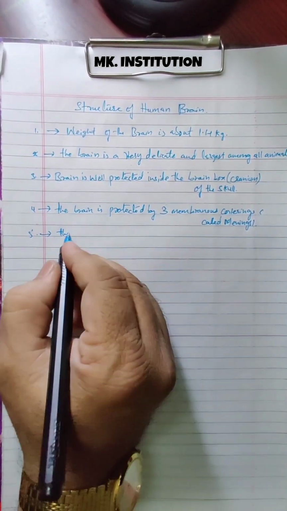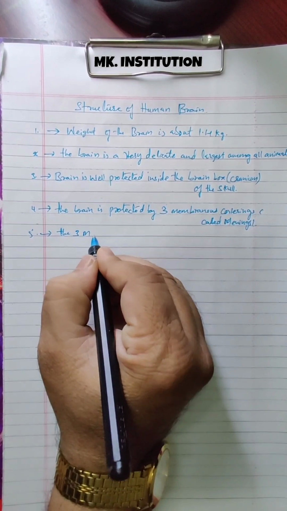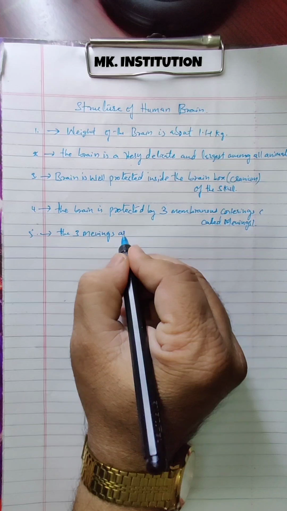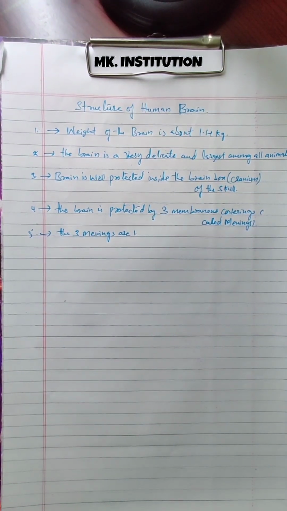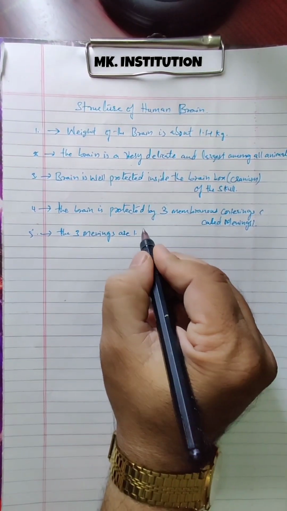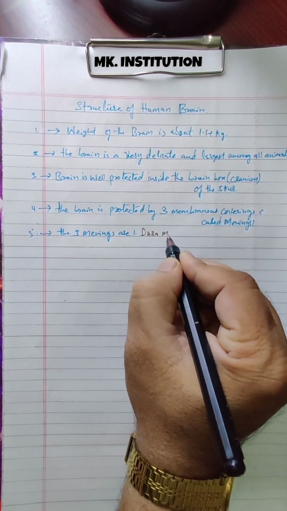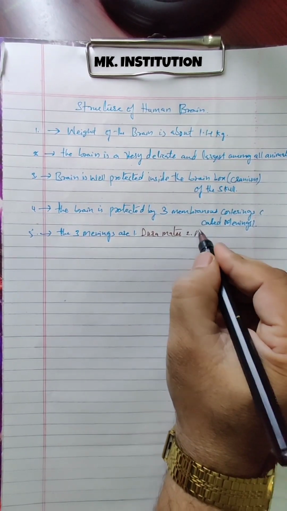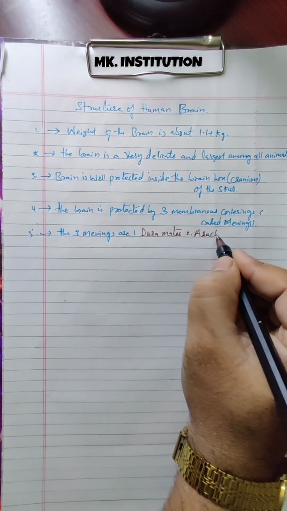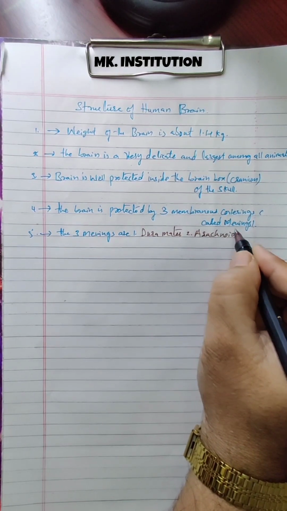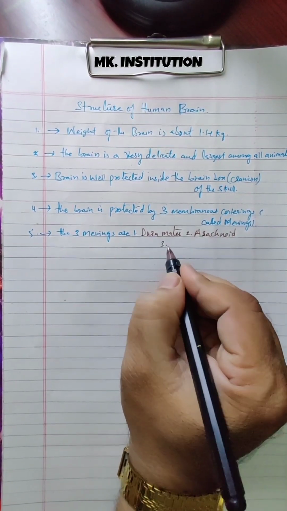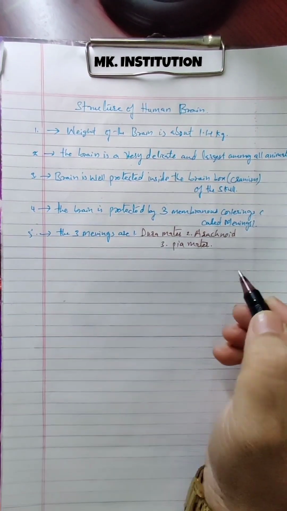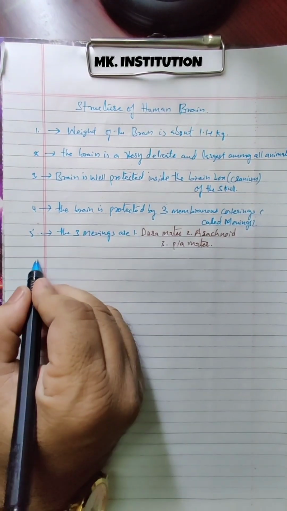Then fifth point, the three meninges layers. The three coverings. What is the name of the three meninges? The first one is called dura mater, and the second one is called arachnoid membrane, and the third one is called pia mater. Clear?